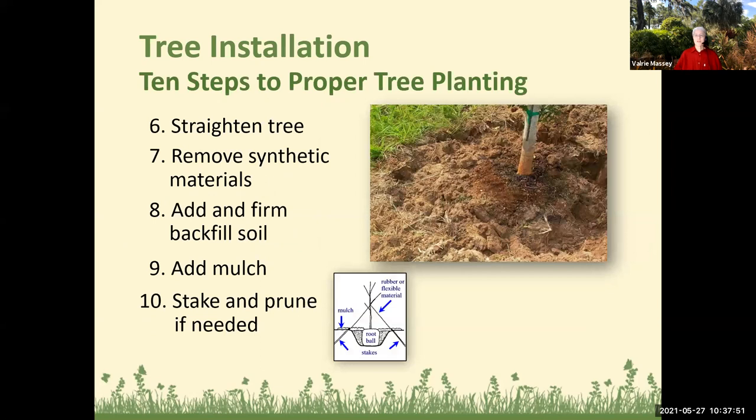You want to straighten the tree. You want to remove any synthetic materials. You want to make sure to add and firm backfill soil. And you can add your mulch out and around, and create a trough around it so that you can contain that water in the root ball area when you're watering.